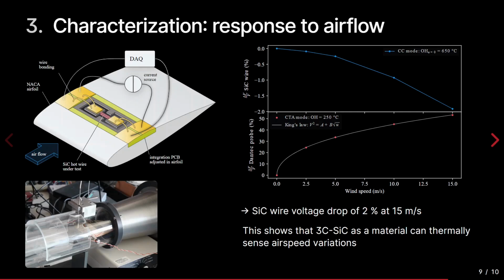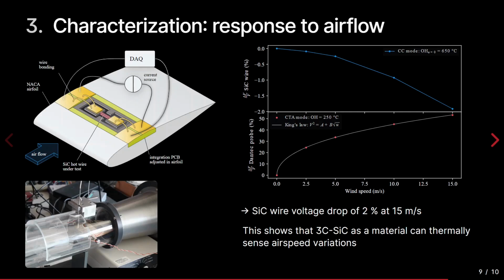So this is just to compare it to a traditional hot wire probe. And so this is a demonstration that silicon carbide can work as a sensing material to measure flow. And it can indeed detect flow speed variation.